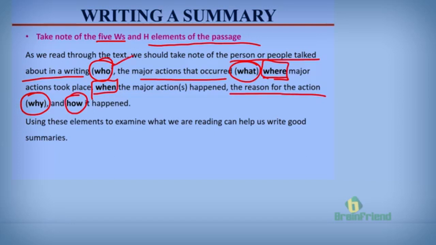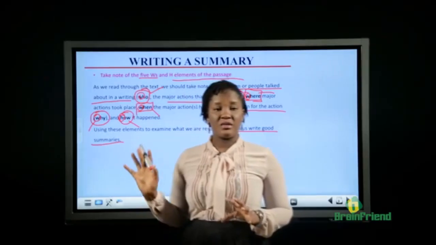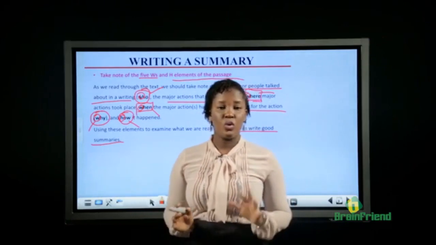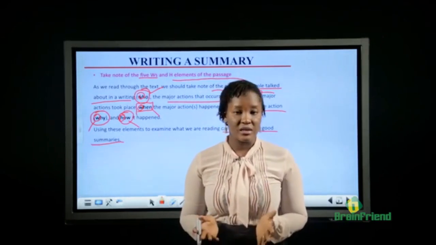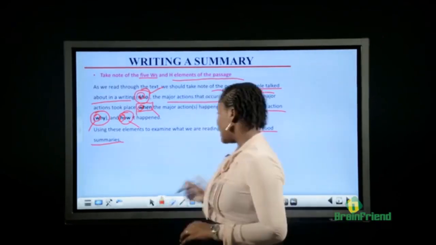Now, these words I have circled are known as the 5 W's and H elements. As you can see, who begins with W. This is 1, 2, 3, 4, 5. 5 W's and H. H stands for how. Now, using these elements to examine what we are reading can help us write good summaries. So take note of the when, where, who, what, why, and how elements in what you are reading. It would help you write your summary better.